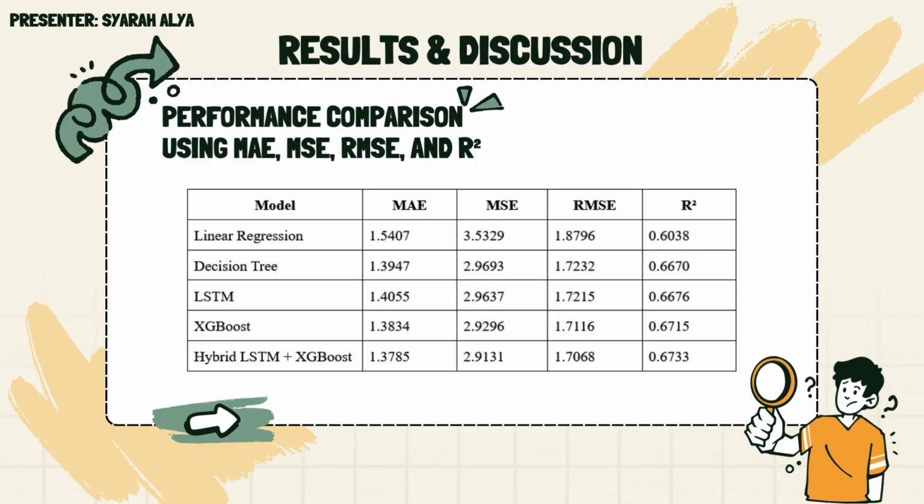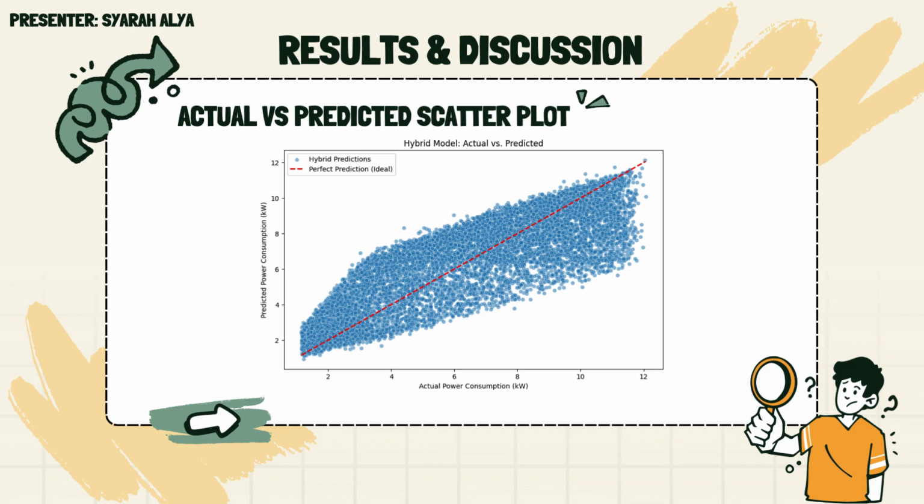XGBoost further improves accuracy by learning nonlinear relationships through an ensemble of decision trees. It focuses on correcting prediction errors iteratively, which makes it more robust than single-tree models. The hybrid LSTM XGBoost model achieves the best performance across all metrics. This confirms that combining temporal modeling from LSTM with nonlinear residual correction from XGBoost leads to more accurate and stable predictions. Next, we'll take a look at the actual versus predicted scatter plot.